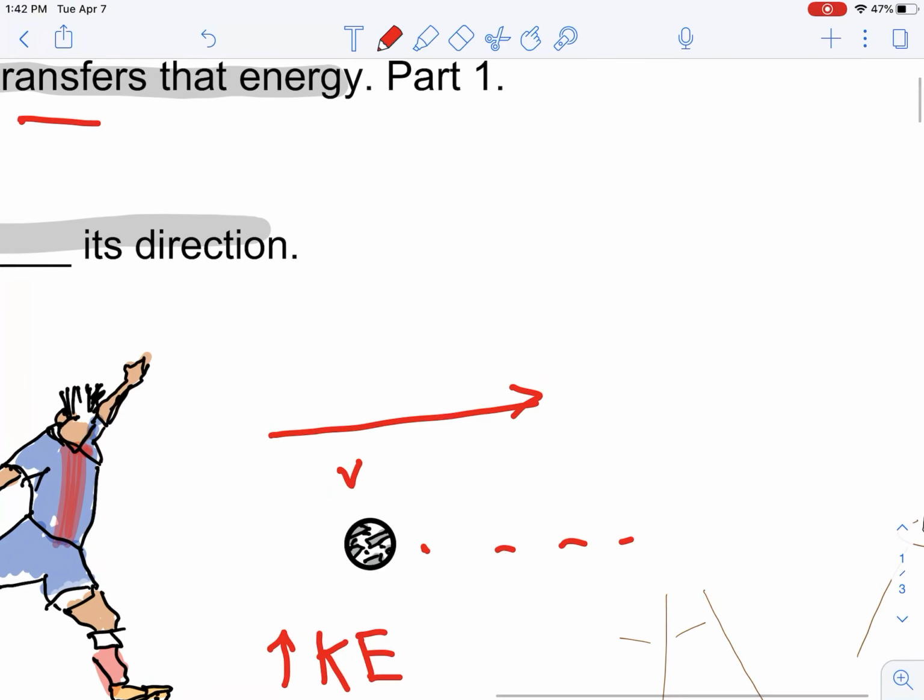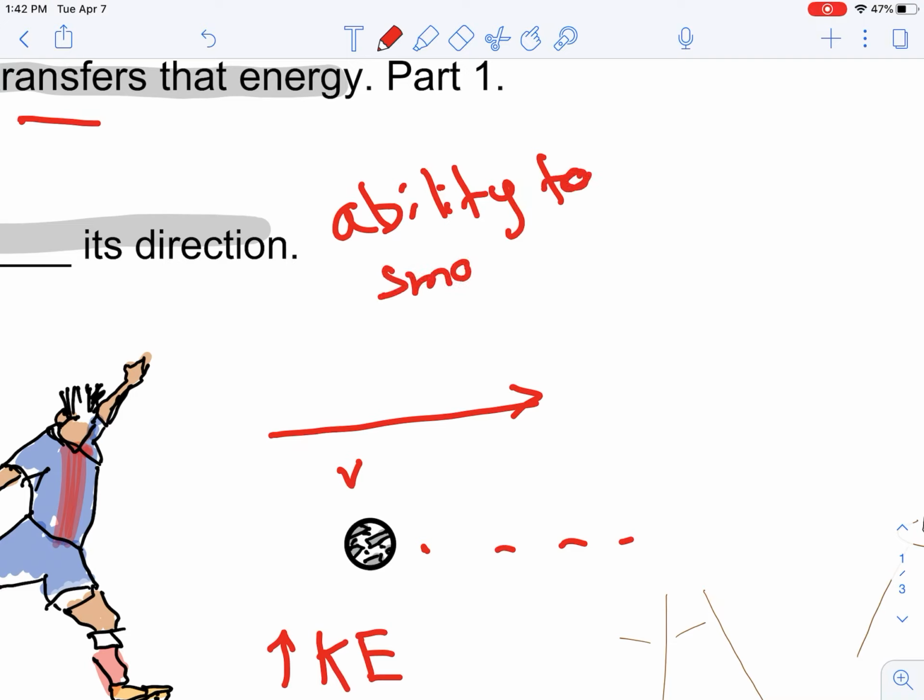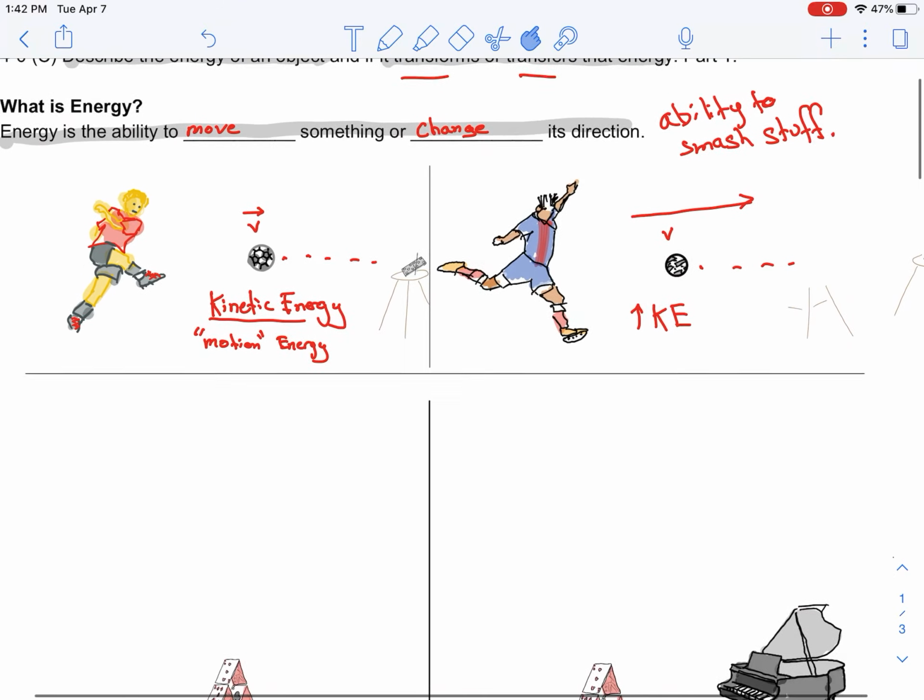A physics teacher that I learned with told me once that energy is also, I like to think about it as the ability to smash stuff. And I just love it. It's a perfect definition for just thinking about what energy is. If you can smash something, you got energy.